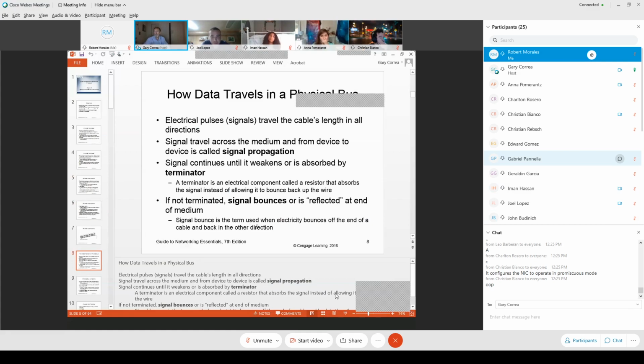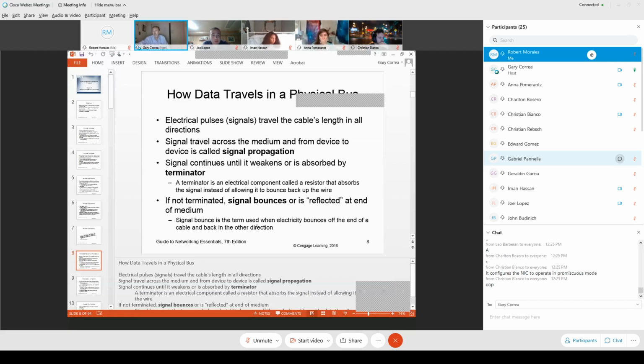Signal bounce is a term used when electricity bounces back from the end of an open wire. You would think that the wire's open, the signal would just fall off the end. Instead, the signal hits the open end and bounces back, ricocheting like a bullet. So signal bounce is a bad thing. It bounces off an open end of a wire. Now, big cuidado. What can I do to stop signal bounce?